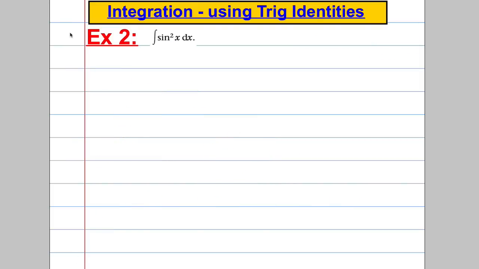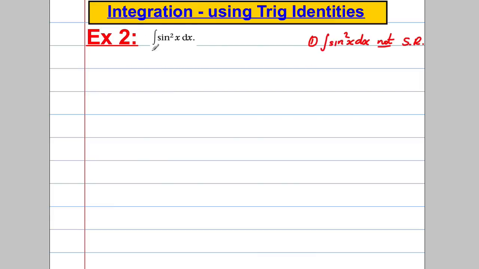Okay, let's have a go at another one. The integral of sine squared x with respect to x. First thoughts are as follows. The first thing I want you to think is, well, the integral of sine squared x with respect to x is not a standard result. I'm going to put SR, is not a standard result. So I'm going to try and use an identity.